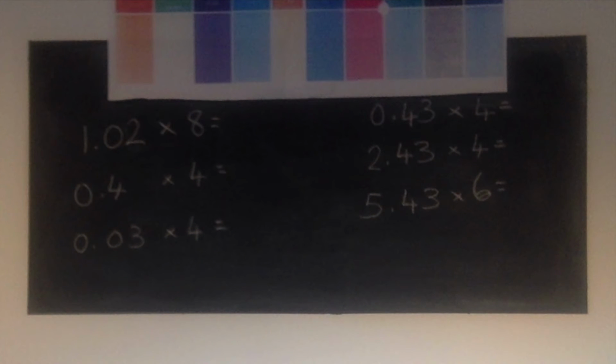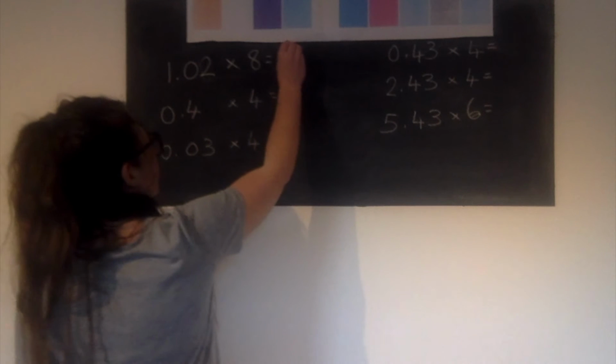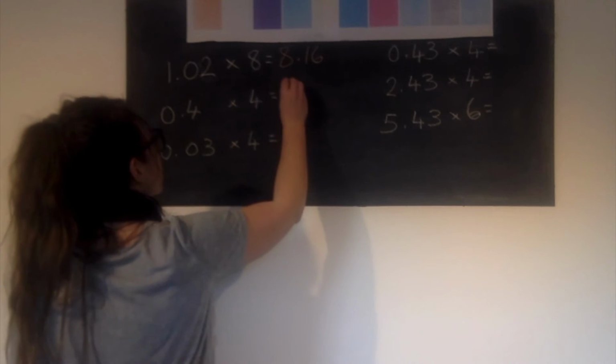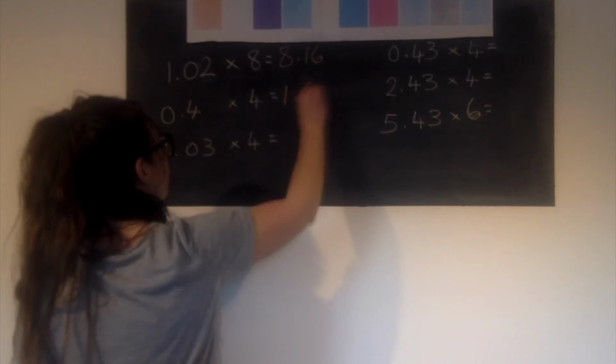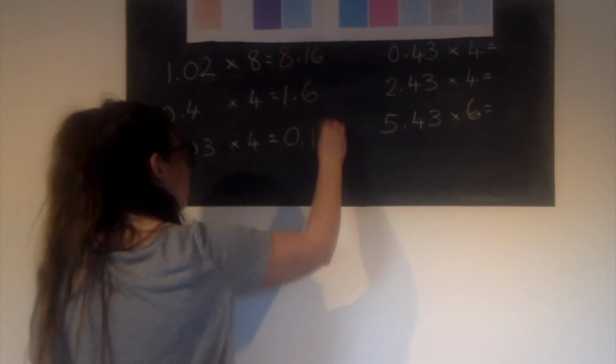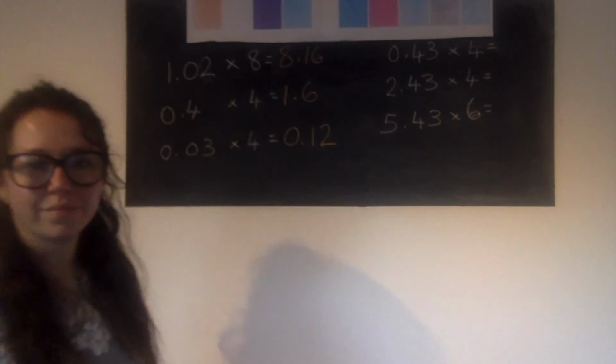Using that, pause the video now and have a go at these calculations. We'll go through them together when you're finished. So to go through the answers, the first one, the answer should have been 8.16. The second one, 1.6. We could do that one in our head. And the third one, you needed to be careful of the place value, was 0.12.